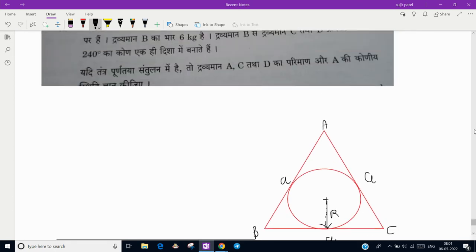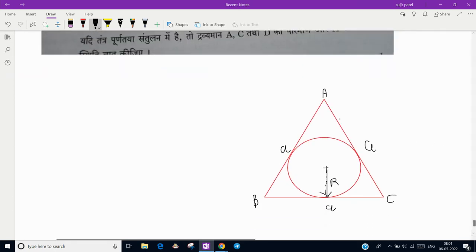So this is what the figure looks like. Here I have assumed the triangle ABC and the inscribed circle whose radius is R, and we have to find the moment of inertia about one of the sides of the lamina. So we will consider the moment of inertia about this base line BC, and this is the circular hole that has been cut out.